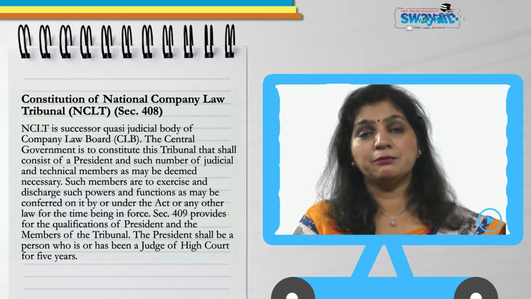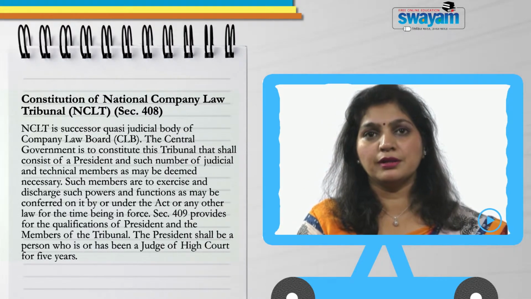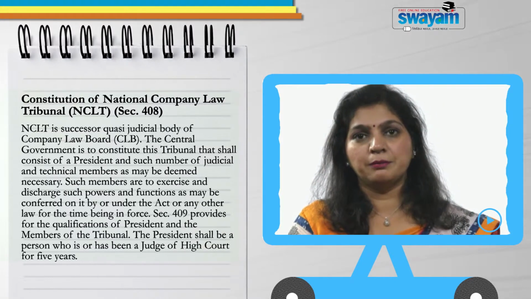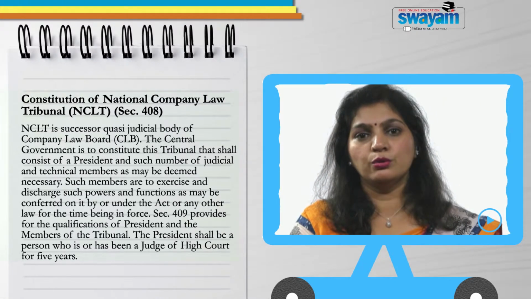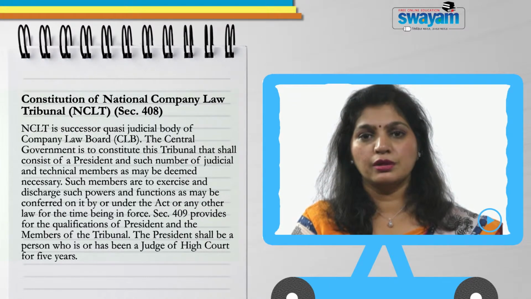Section 409 provides for the qualifications of the President and the members of the Tribunal. The President shall be a person who is or has been a judge of the High Court for 5 years.